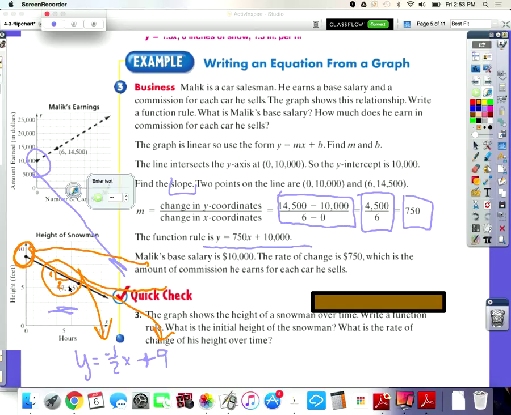You can do it anywhere on your line. Just go down 1 to the right 2. Circle it and draw a line to there.